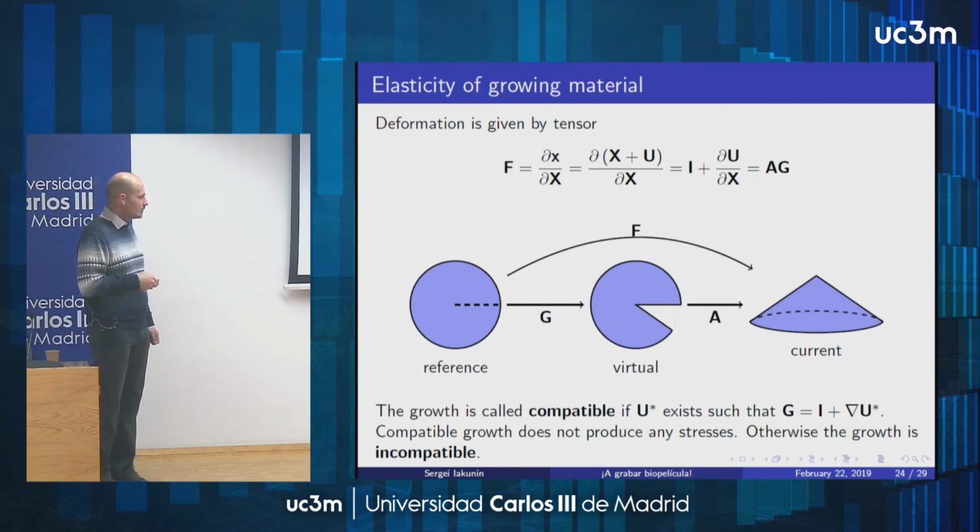It's important to distinguish two types of growth. One is compatible, when the virtual configuration is possible and then it coincides with the current one. For example, homogeneous isotropic growth is compatible because each point just moves further from the origin, and in this case we don't have any wrinkles. In the case of incompatible growth, we almost always have wrinkles, except when we have very large frequency and the thickness of the biofilm does not permit this type of wrinkles.